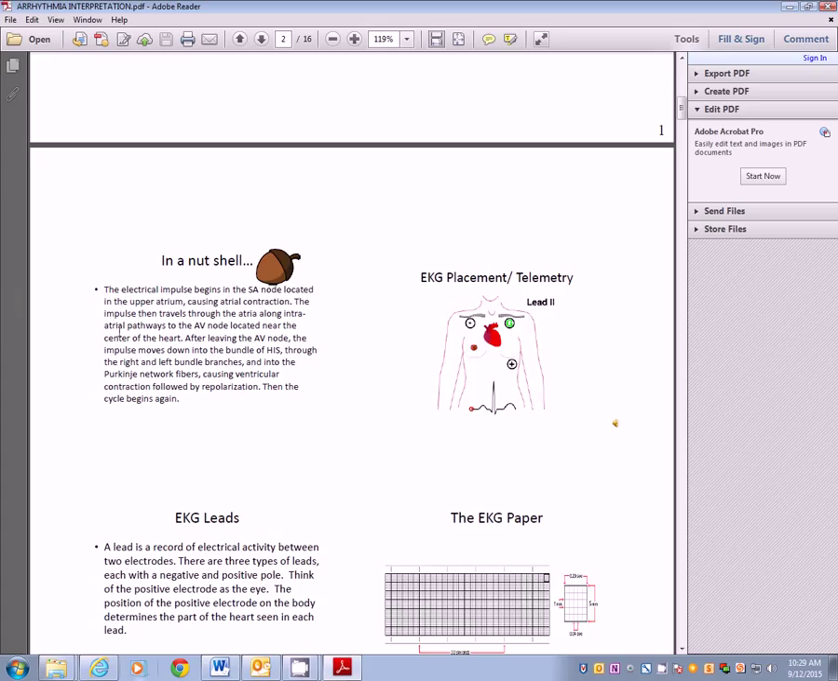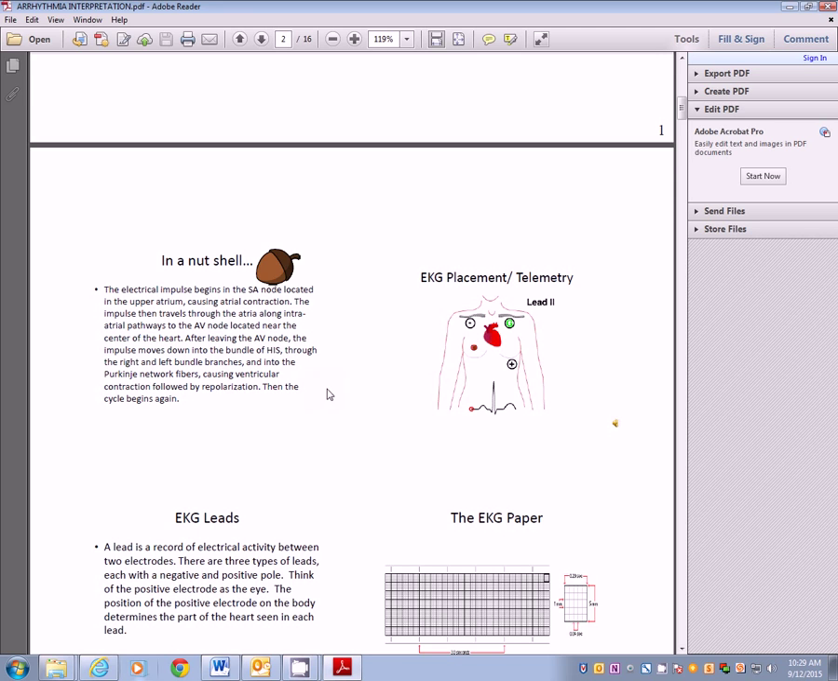So in a nutshell, the electrical impulse begins in the SA node that's located in the upper atrium. This causes atrial contraction. The impulses then travel through the atria along the intra-atrial pathways to the AV node located near the center of the heart. After leaving the AV node, the impulse moves down the bundle of His through the right and left bundle branches and into their Purkinje fibers, causing ventricular contraction, then followed by repolarization or relaxation. Then the cycle begins all over again.